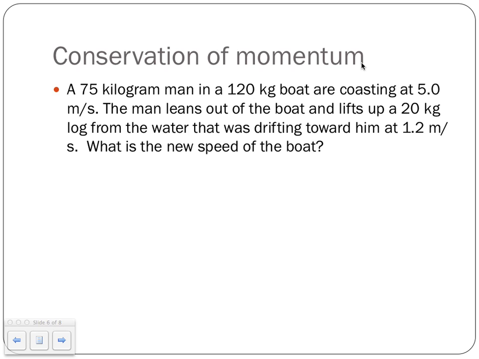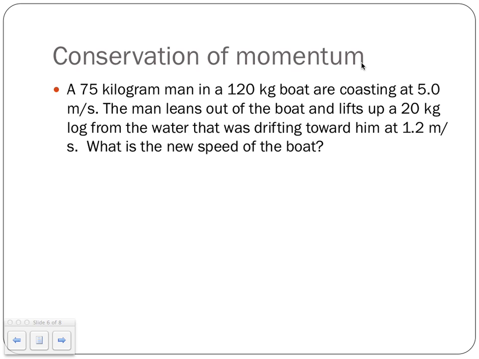All right. So in this problem, we have a 75 kilogram man and a 120 kilogram boat. They're coasting at 5 meters per second. The man leans out of the boat, lifts up a 20 kilogram log from the water that was drifting toward him at 1.2 meters per second. And the question is, what's the new speed of the boat?